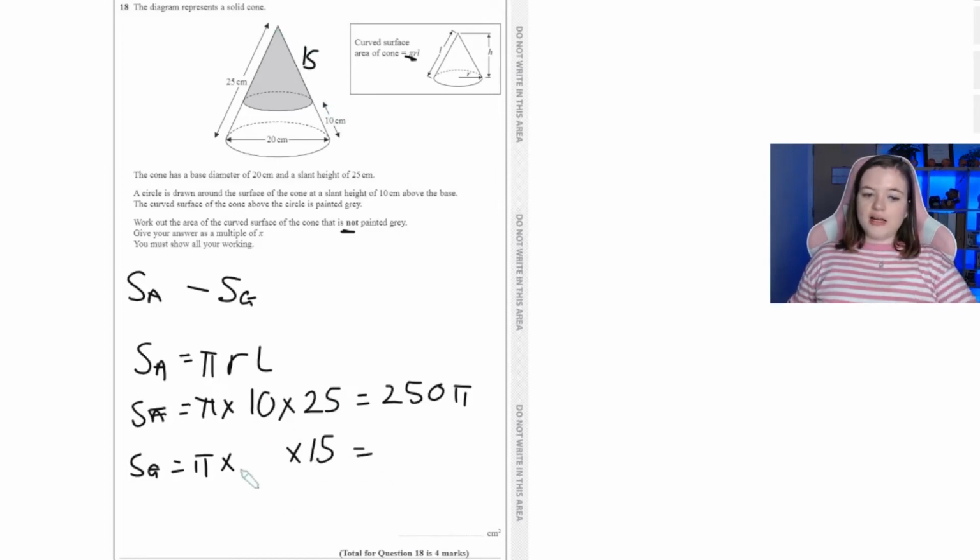Okay, and then r is the reason why this is question 18, not question 10 or something, right? Because all the rest of it's been quite simple up to this point. It's just this radius here that's the tricky part. That's why it's question 18.